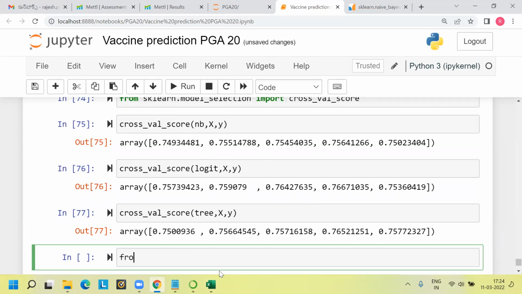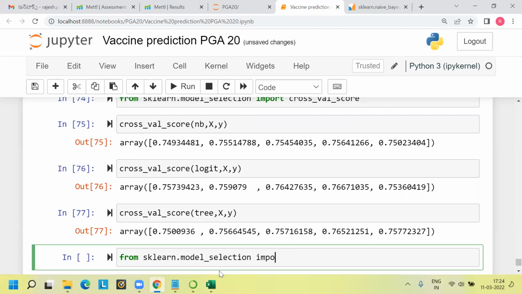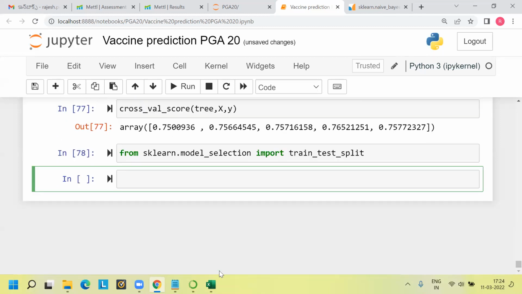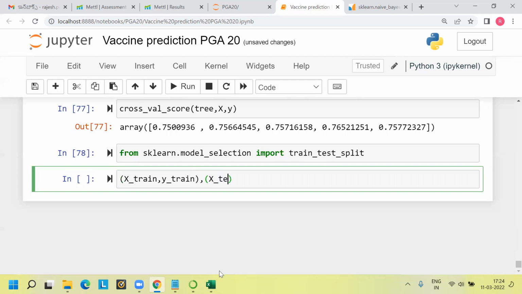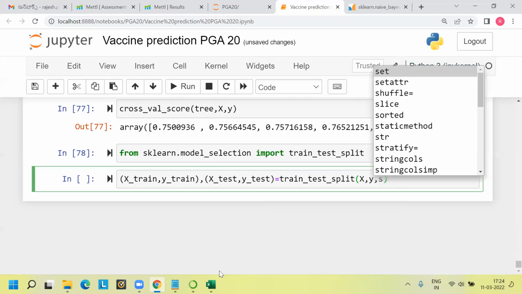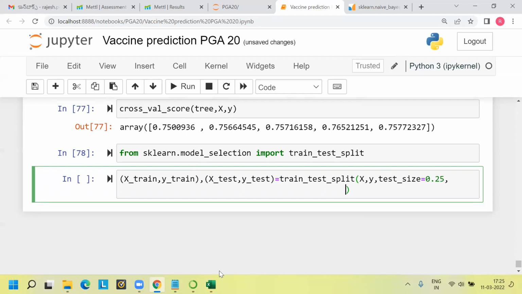From sklearn.model_selection import train_test_split. X_train, Y_train, X_test, Y_test is equal to train_test_split(X, Y, test_size = 0.25), okay, or 20 or 25. 75% train, 25% test. Okay.